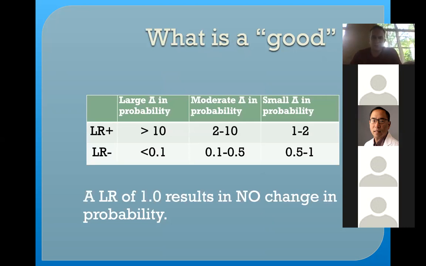For positive likelihood ratio, 2 to 10 is kind of moderate. 1 to 2 is a pretty small change. For negative likelihood ratio, 0.1 to 0.5 is moderate. Anything between 0.5 and 1 is a small change. And again, a likelihood ratio of 1 means there's no change in probability.